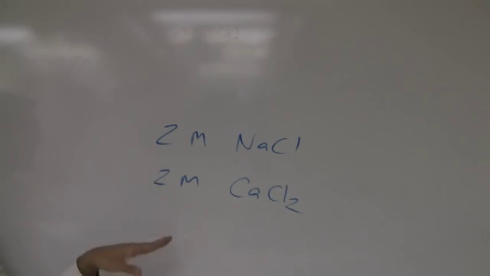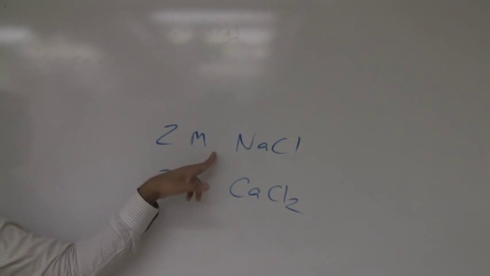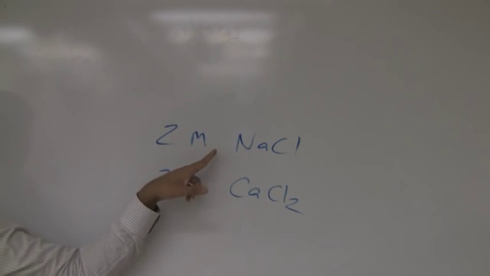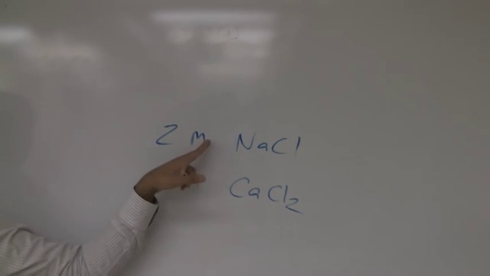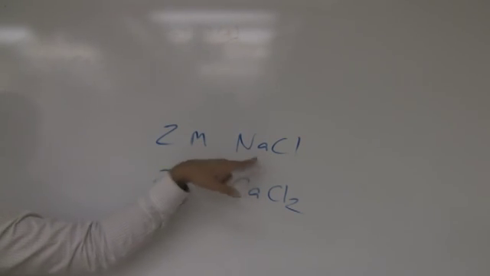Okay, which one has a higher melting point, or freezing point? Higher or lower? I think it's the second one. Higher or lower? Okay, the first one. Oh, because it's ionic bonding? Nope, because there are fewer solute particles.